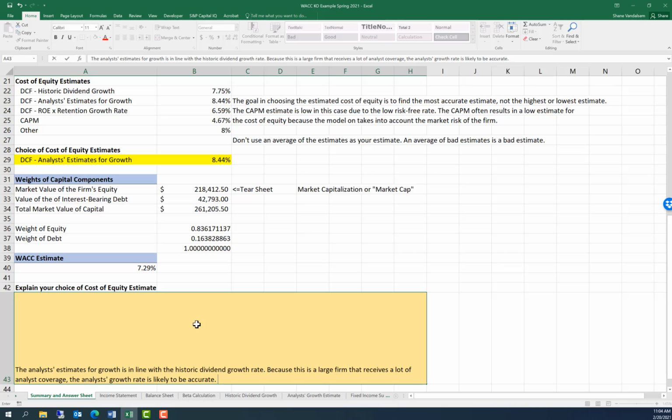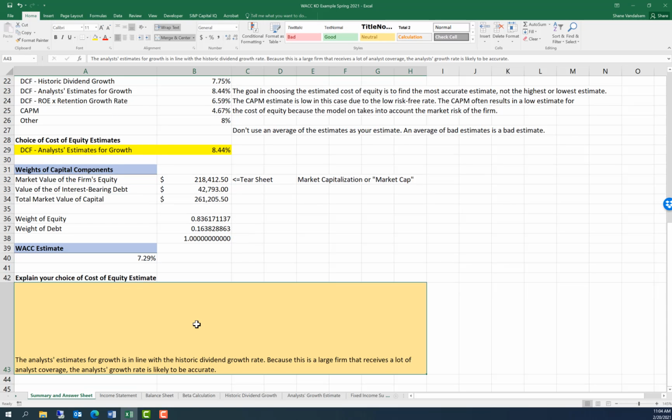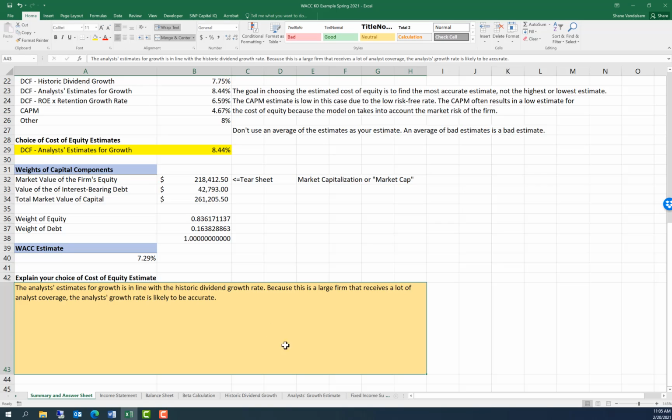What I want from you when you're answering this question for another firm is to tell me why you're choosing the one you're choosing, and give me a reason. Please, again, do not just use an average. I'm going to align this a little bit better.